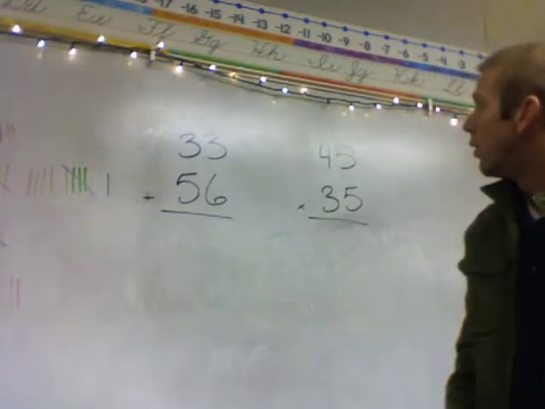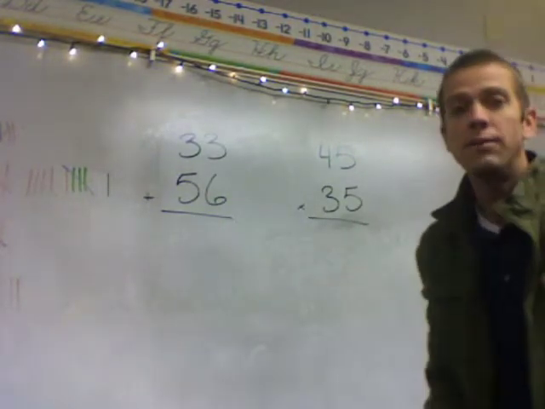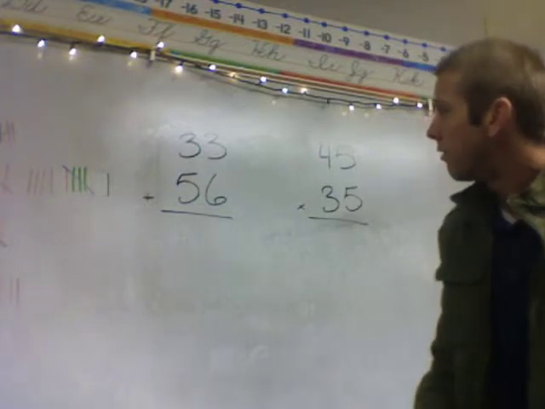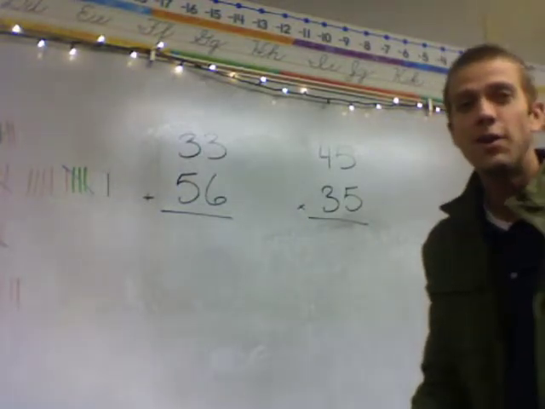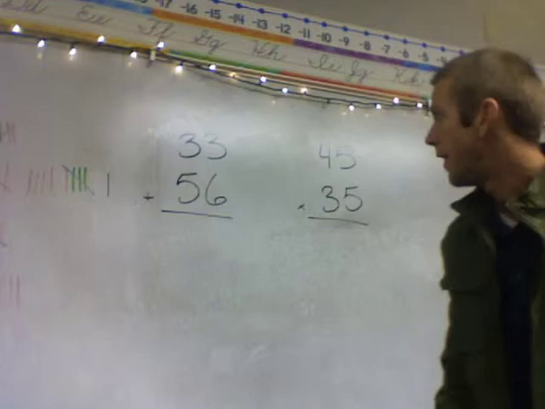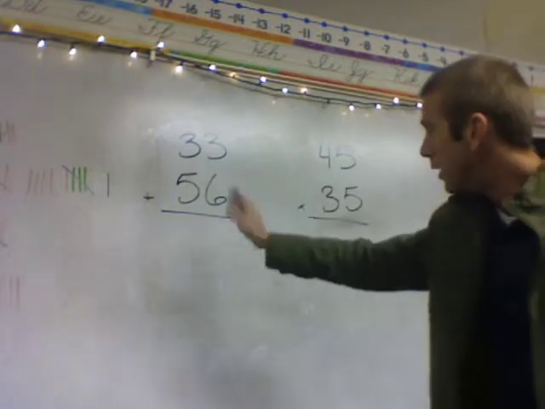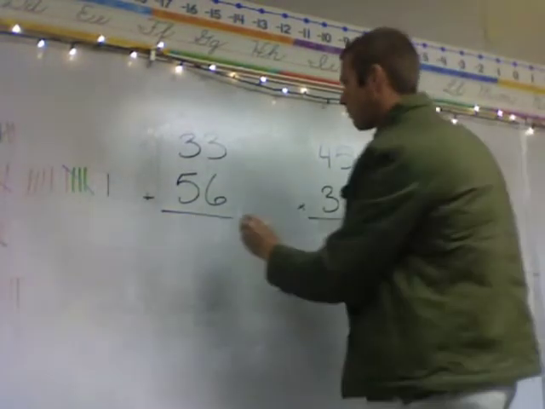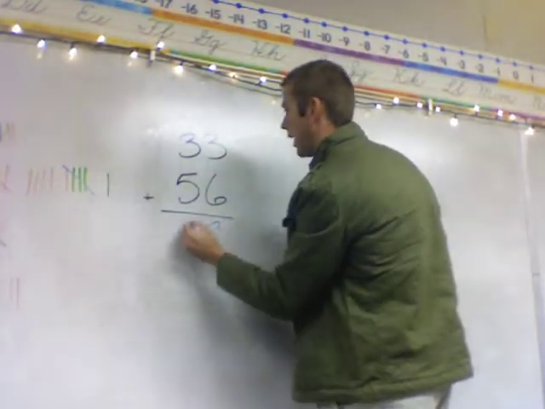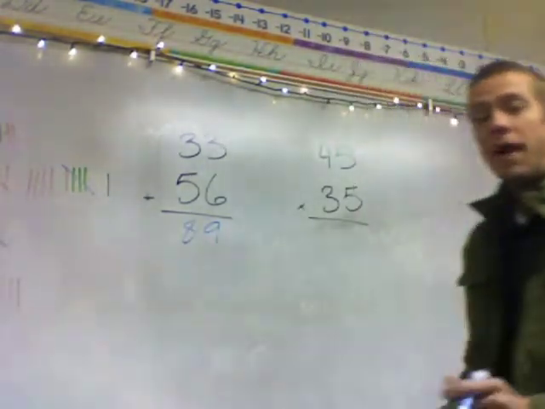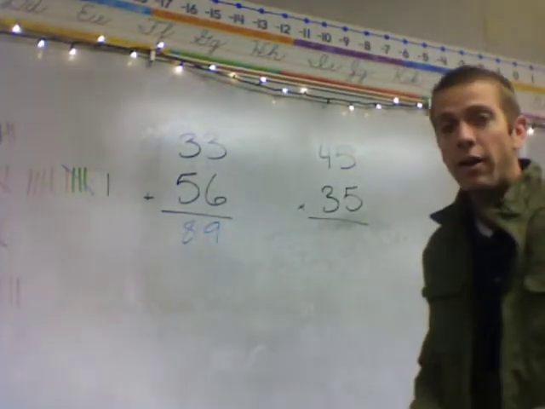Okay? So up here I have a couple different problems. For one, yes, you have to solve them in your homework today. So when it says 33 plus 56, you do need to add those together. So add up the 1s and then the 10s, and you will have 89. Now we'll round. We'll estimate our answer.